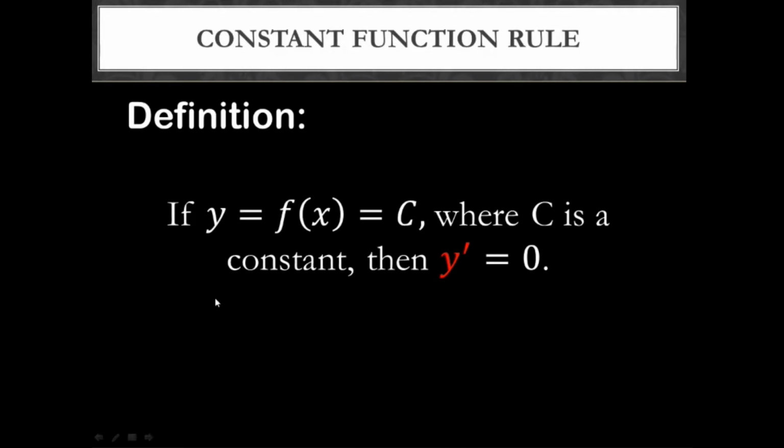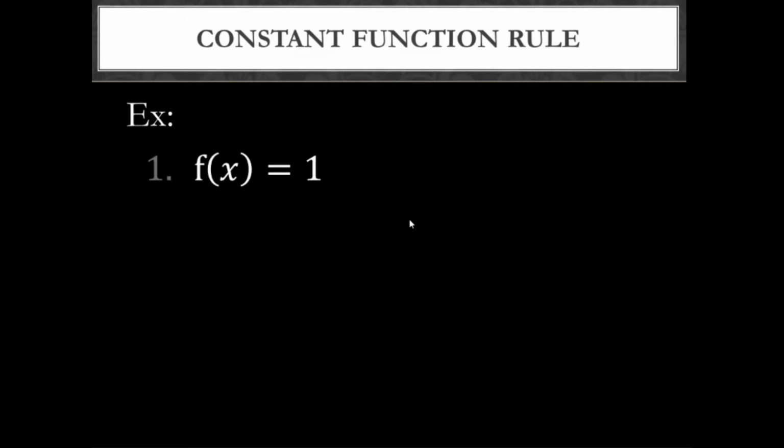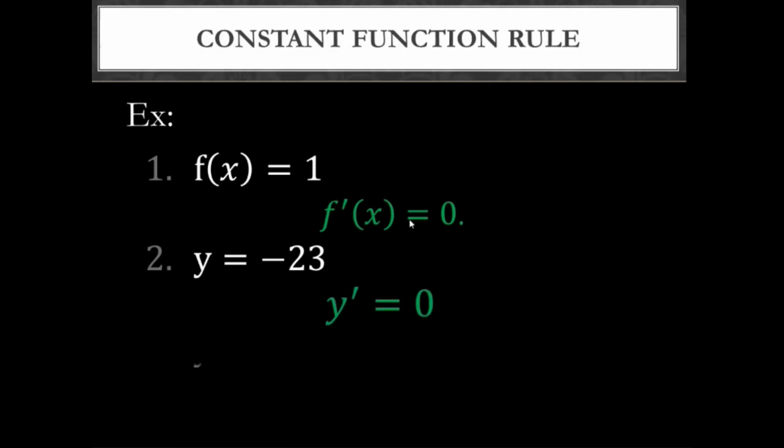Ang ibig sabihin ay, if y equal to f of x equal to c, where c is any constant, then yung derivative niya ay 0. In other words, kung hahanapin natin yung derivative ng constant, automatic 0. Kahit anong constant pa yan. Halimbawa, ang derivative ng 1, 0. Anong derivative ng negative 23? 0 again. Anong derivative ng pi? That is 0. So, kahit anong constant yan, ang derivative niya 0.